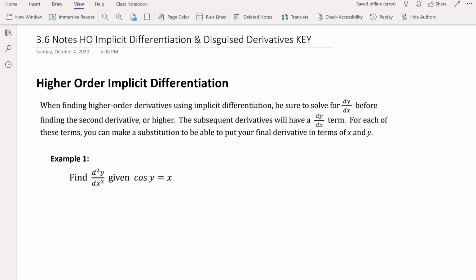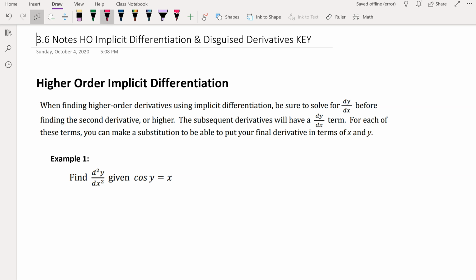All right, y'all, we've got two extension topics today. So we are going to extend our knowledge on two topics that we've already covered. So go ahead and write down 3.6 notes. Higher order, so HO stands for higher order implicit differentiation, and disguised derivatives. That's what we're going over today. 3.6 notes, higher order implicit differentiation, and disguised derivatives.